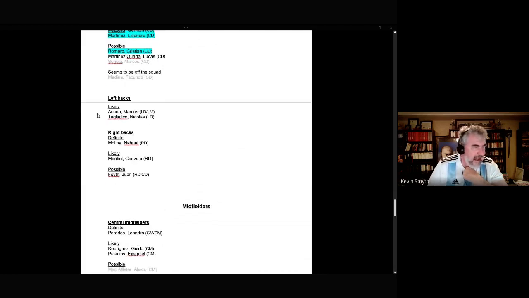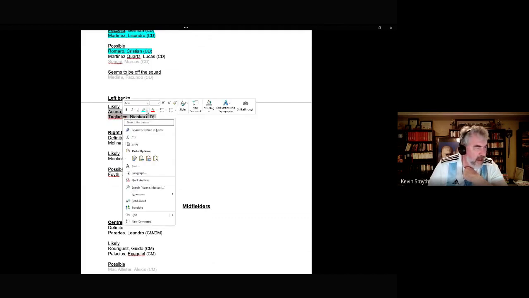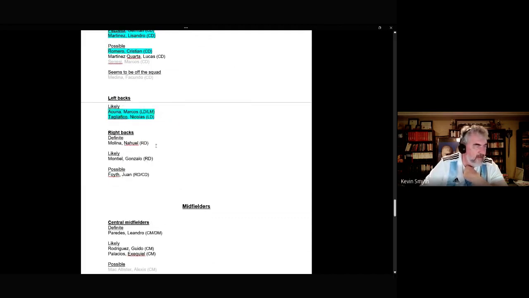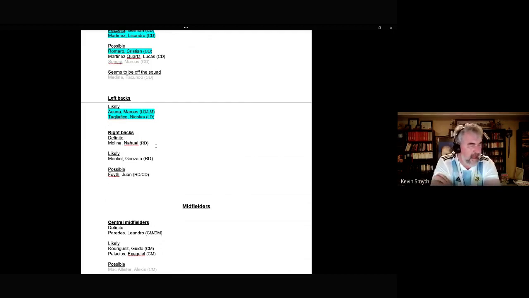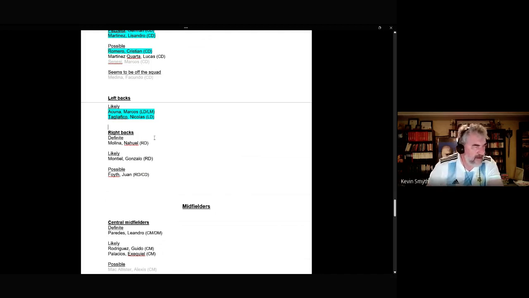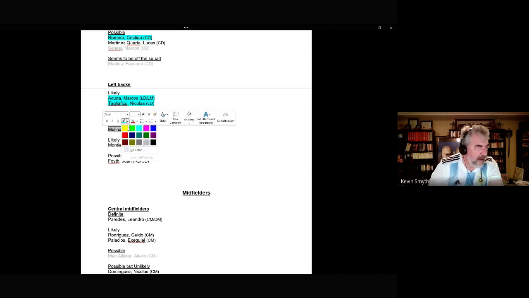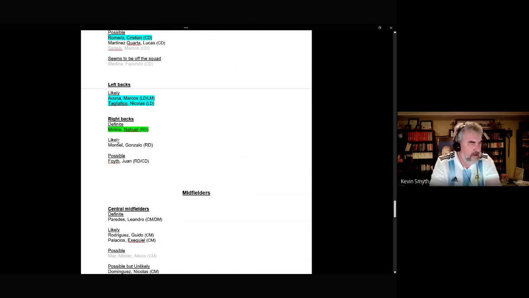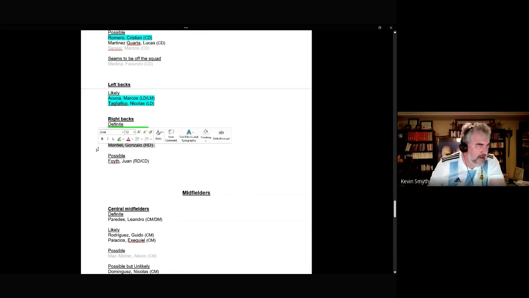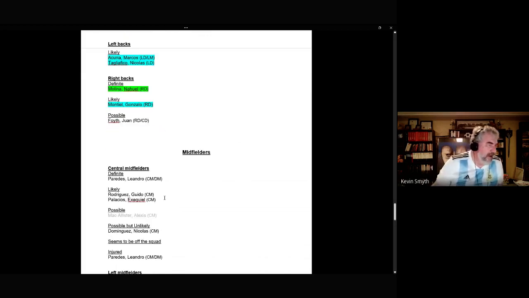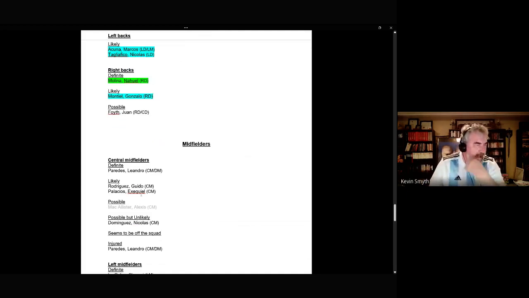For left backs, again, Marcos Acuna and Nicolas Tagliafico, rather than either of them being a starter, I really think that they'll rotate as they did in the Cup and in World Cup qualifying. But definitely both of them will be there. On the other hand, on the right side, I think Molina will be the starter. But I think Gonzalo Montiel will definitely be a substitute brought to the squad and used when maybe Molina is injured or needs a rest.